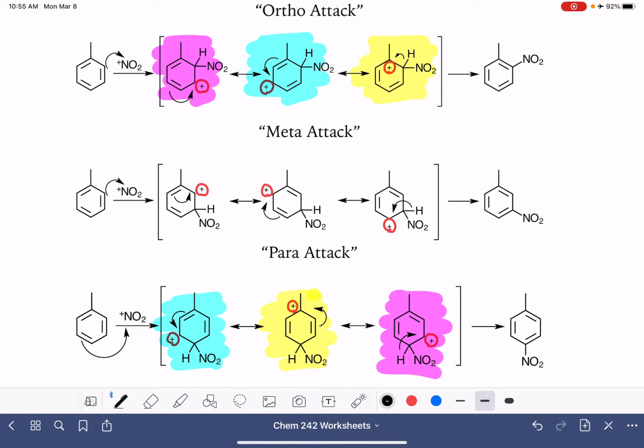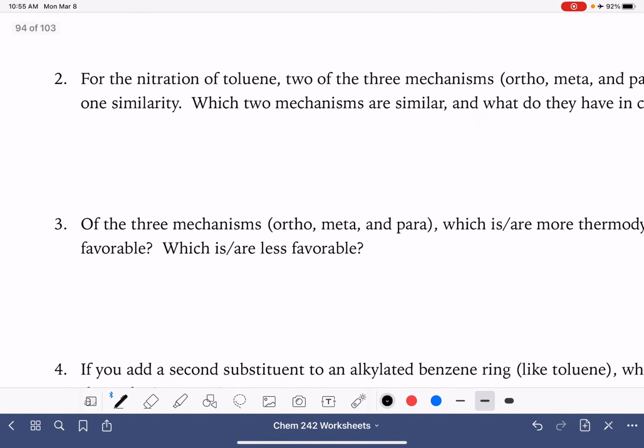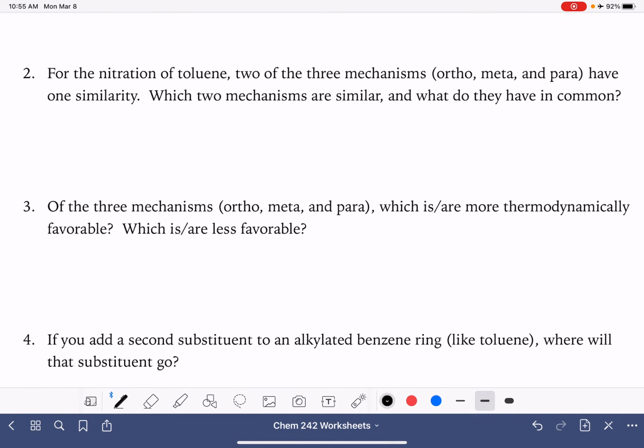So this question number 1, slide back to this next page. 2 of them have a similarity. Which ones are similar? The ortho mechanism and the para mechanism are similar, and what do they have in common? What they have in common is the position of the positive charge in their intermediates.